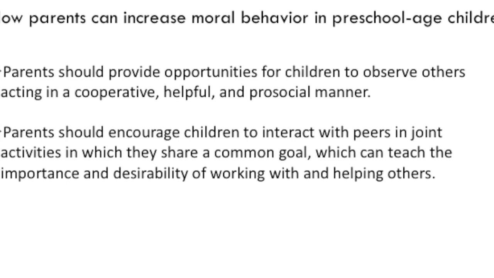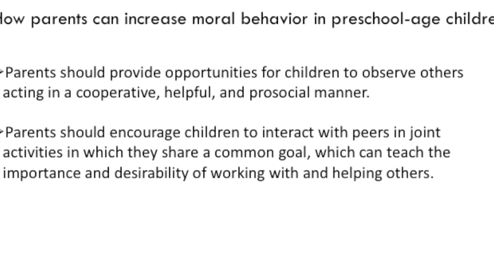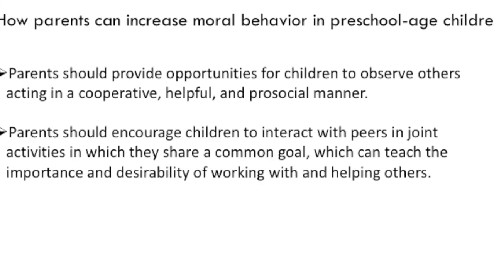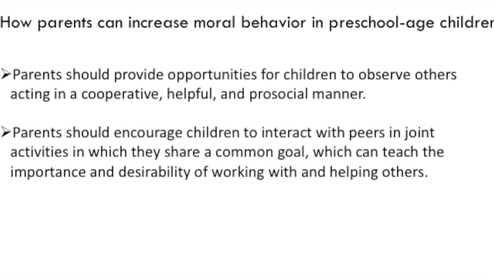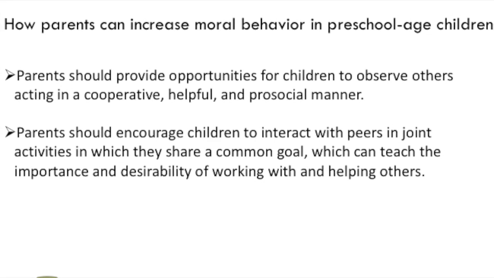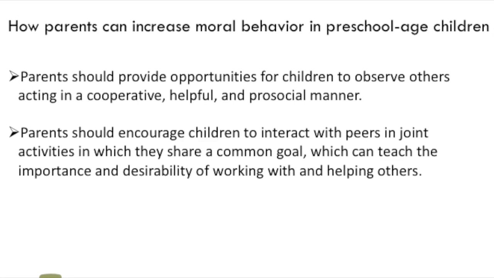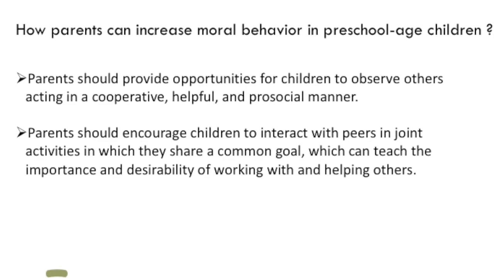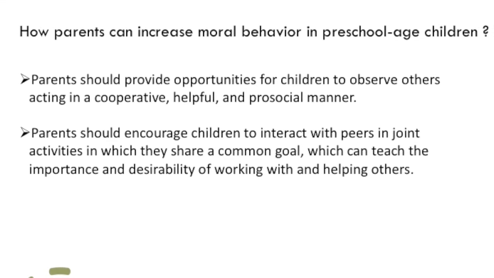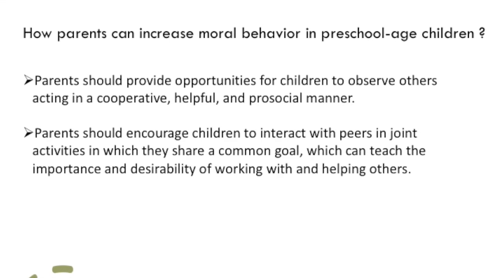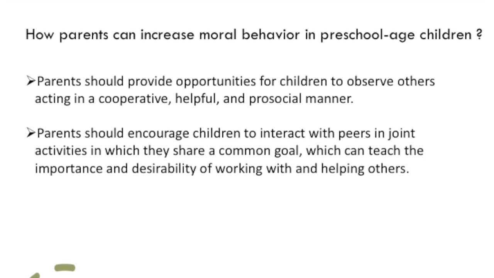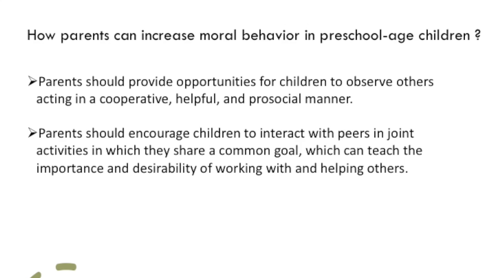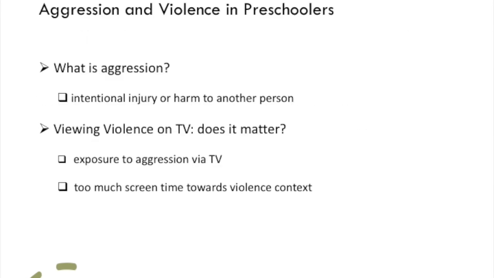Therefore, we can learn from social learning approaches that parents should provide opportunities for children to see others acting in a cooperative, helpful, and prosocial manner. Parents also need to encourage their kids to interact with peers in activities in which they may share a common goal. This learning process can teach kids to understand the importance of, and desire to, work with and help others. Then we need to take a look at aggression and violence in preschoolers.